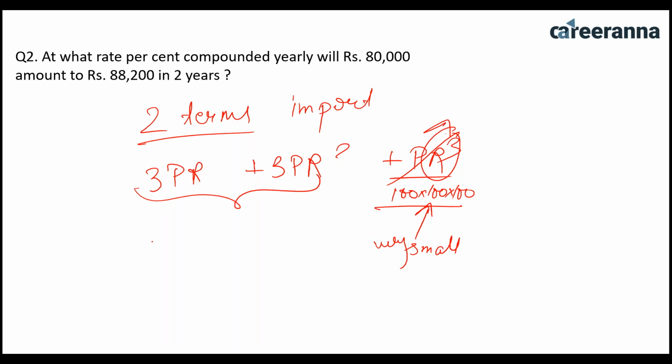So that is why these 2 terms are important. But for 2 years, both the terms will be equal. Very important. 2PR plus PR square. Both the terms are having equal importance. So just solve this question. This is a very easy one. Try and tell me the answer.